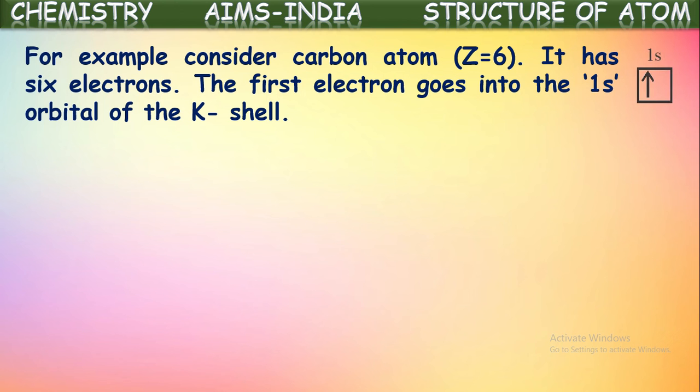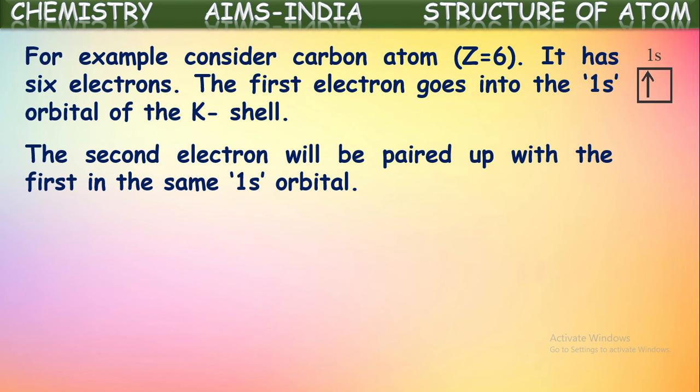So diagrammatically it can be represented like this. Out of 6 electrons, the first electron enters the 1s orbital of the K shell. The second electron also enters the same orbital and pairs up with the first electron. See here, the first electron has a clockwise spin, and the second electron pairs with it with an anti-clockwise spin. In this way, the 1s orbital is completely filled.